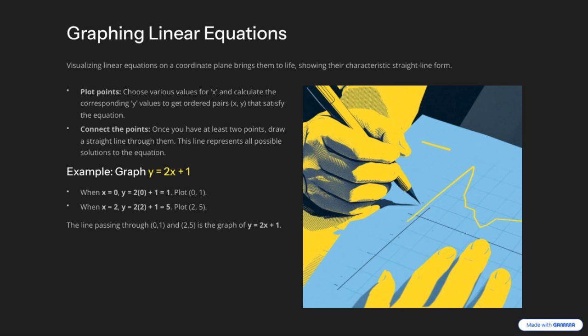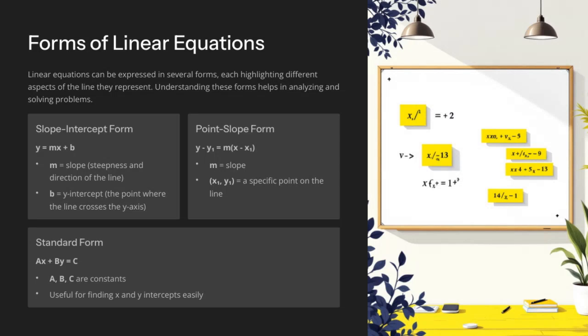When we visualize linear equations on a coordinate plane like this, it really brings them to life, showing their characteristic straight line form. It's a powerful way to understand how the equation behaves across different x values. Let's take a closer look at how linear equations can be expressed in different forms, each highlighting specific aspects of the line they represent. These forms are really useful for solving problems efficiently.